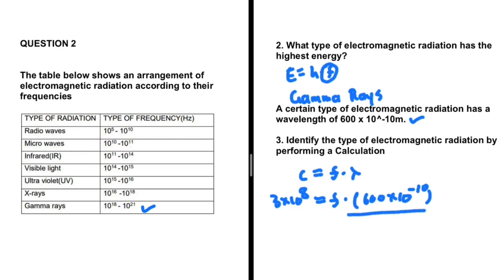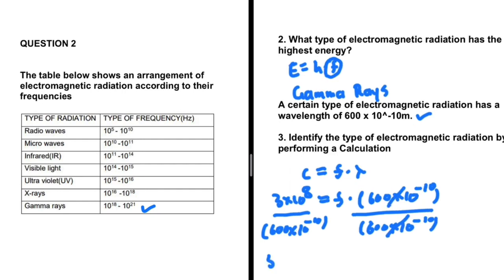Well, you can see what we need to do here. We need to divide both sides by the coefficient of frequency, which is 600 times 10 to the minus 10. So 3 times 10 to the power 8 divided by 600 times 10 to the minus 10. On the right hand side, those two will cancel out. 5 times 10 to the power 15 hertz is equal to the frequency.